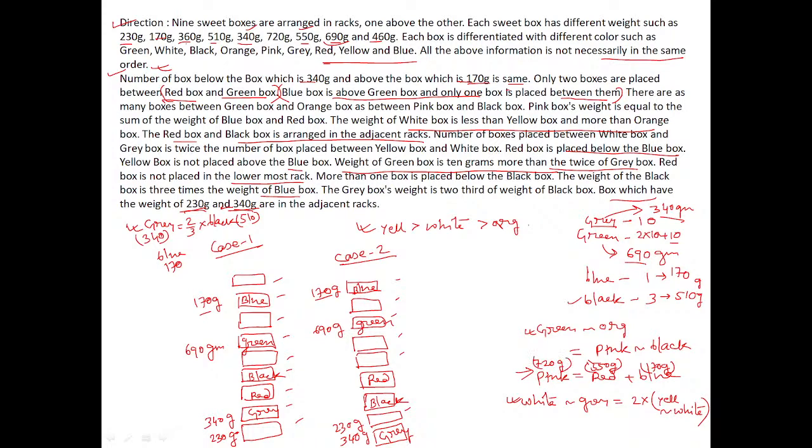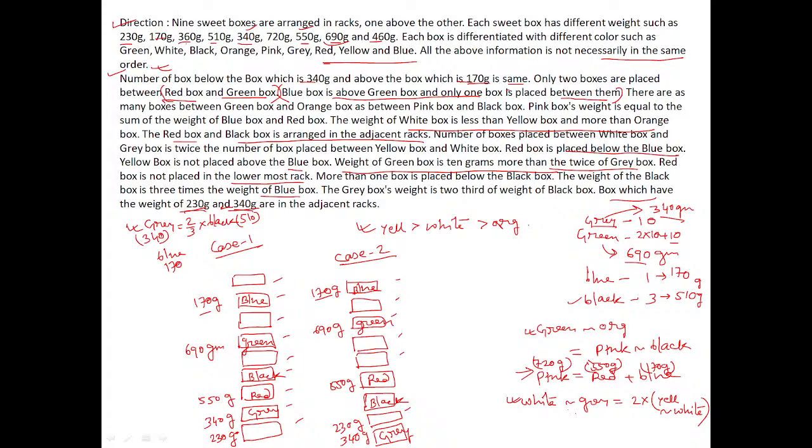Is it okay right now? Okay, but red is 550. Red is already there in the box, so 550 gram is here. So pink is 720. Let's see, pink position is still not confirmed. So let's move on. Is there anything related to the pink box? Yes, this information you can use.